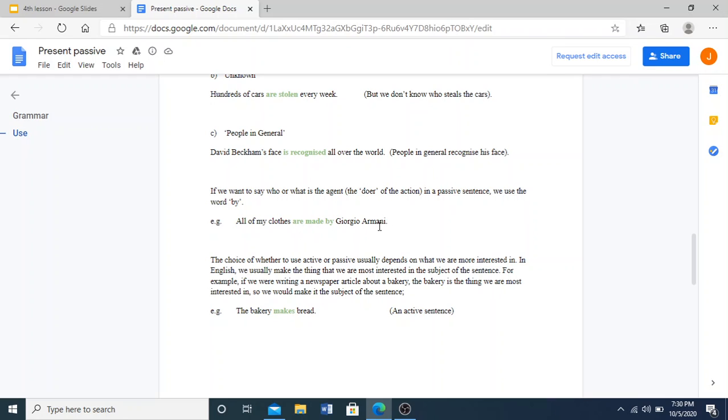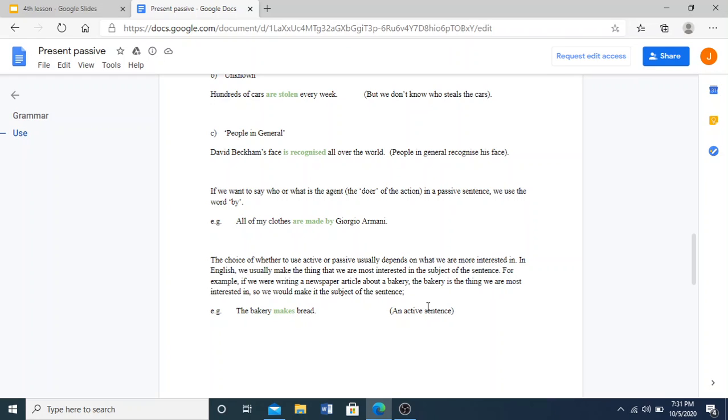Now this is a passive sentence, but it still mentions the name of the designer, but the word "by" have is attached for that to be able to happen. So the choice of whether to use active or passive usually depends on what we are more interested in. In English, we usually make the thing that we are most interested in the subject of the sentence. For example, if we were writing a newspaper article about a bakery, the bakery is the thing we are most interested in. So we will make it the subject of the sentence.